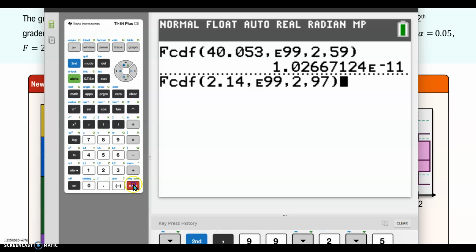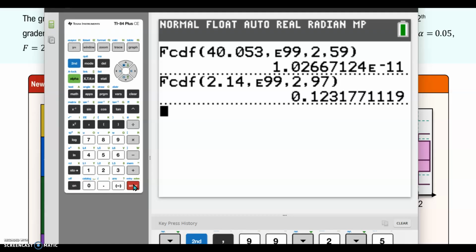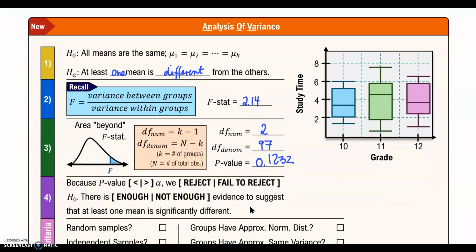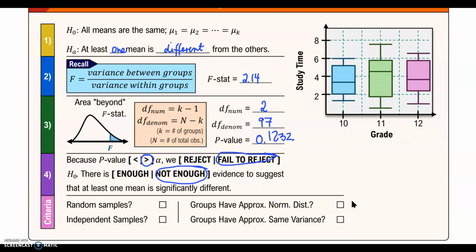So our p-value this time is 0.1232. So let's go back over here. Our p-value is greater than our significance level, so we are using a significance level of 0.05. Therefore, we're going to fail to reject the null. And therefore, there is not enough evidence to suggest that at least one mean is significantly different.